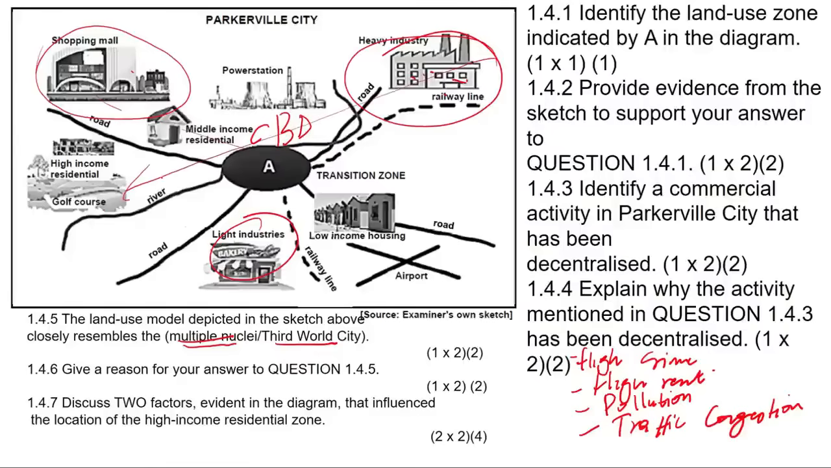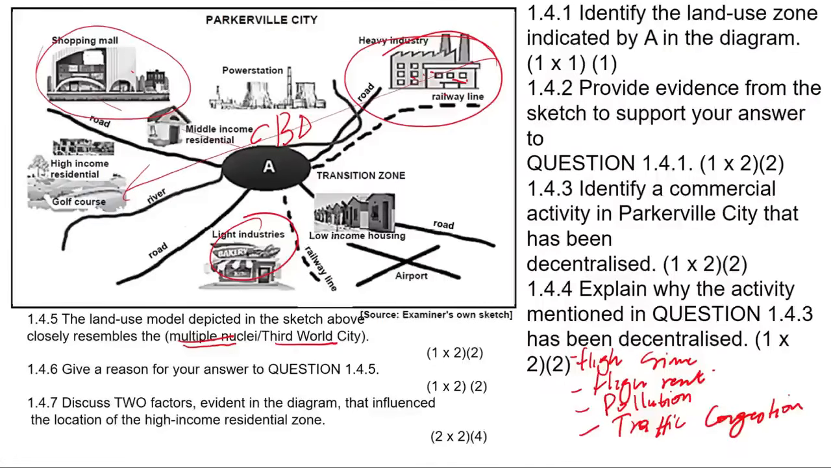Because number one, they are incompatible. They cannot be found in the same area because the one is going to affect the other. So when you speak of compatibility of land use zones, it means can this land use zone be found next to another without affecting it? Can this land use zone exist with this land use zone without them affecting each other negatively? So that's what we mean by compatibility of land use.